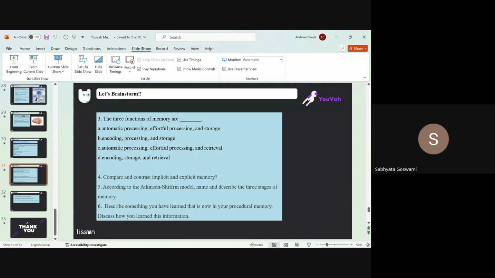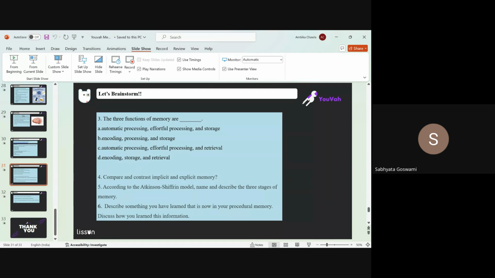And the last question of the evening: describe something that you have learned that is now in your procedural memory and discuss how you learned this information. Yes, Ashita. So an example can be how we as kids learn how to swim. At that time we would step by step learn the different breathing techniques and how to move our arms and legs. But now if we were to swim, we would do it without consciously thinking about it too much, as it's part of our procedural memory. Right. I think that's a very good example. Thank you so much. Yes, you're absolutely right.